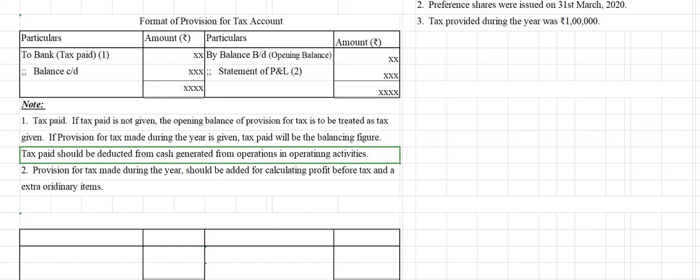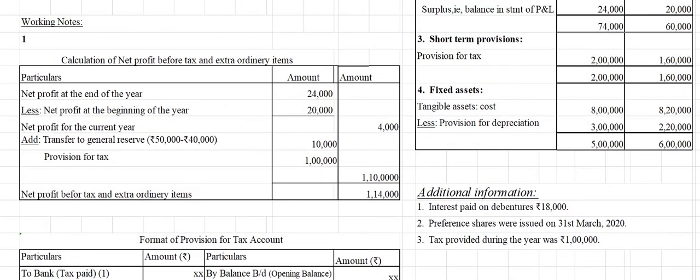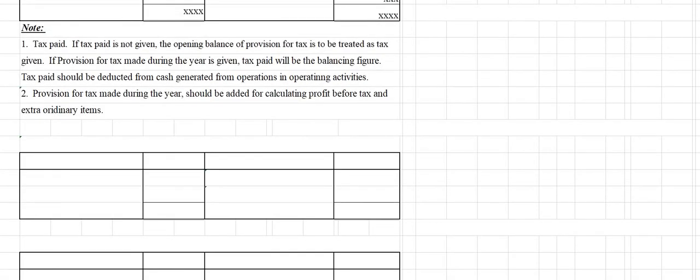This we should not forget. And another point, point 2: you can see on the credit side of the account, provision for tax made during the year should be added. This is provision for tax made during the year, or provided during the year. It should be added for calculating profit before tax and extraordinary items. Okay, so that is what we have done here. Tax made during the year, 1 lakh, tax provided, is written here.